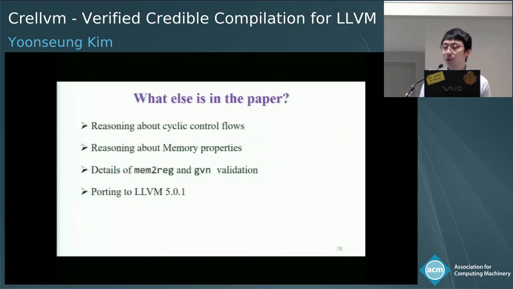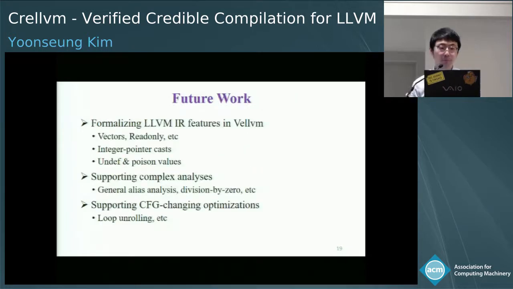In the paper, you can find more details about Crellvm, such as reasoning about cyclic control flows, reasoning about memory properties, details of MemToReg and GVN validation, and porting to a recent version, LLVM 5.0.1. There are a number of directions of future work: formalizing LLVM IR features in Vellvm, supporting complex analysis, or supporting control flow graph changing optimizations. Thank you for listening.